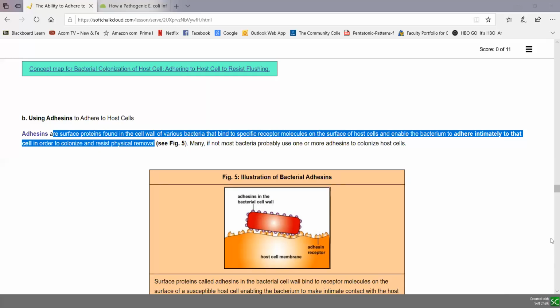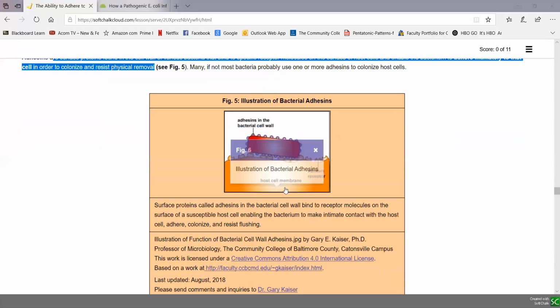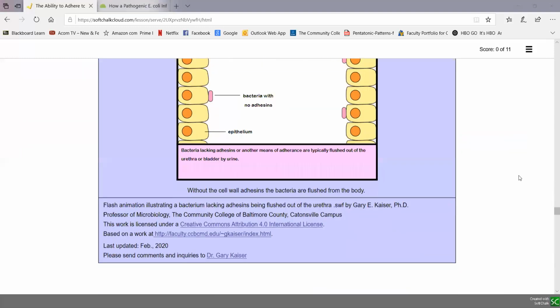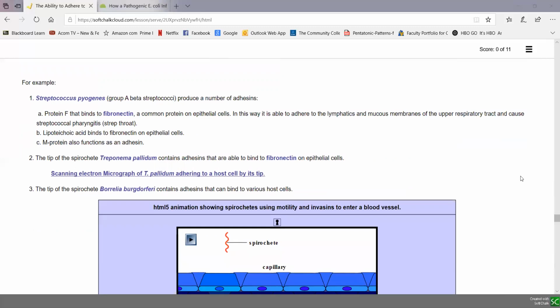So in figure 5, we see an adhesin, a surface protein on the cell wall, binding to adhesive receptors on a host cell membrane. And again, by being able to adhere, that enables them to resist flushing. And there's a lot of examples of this.